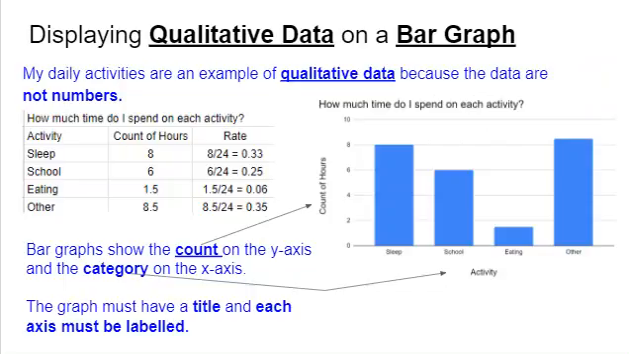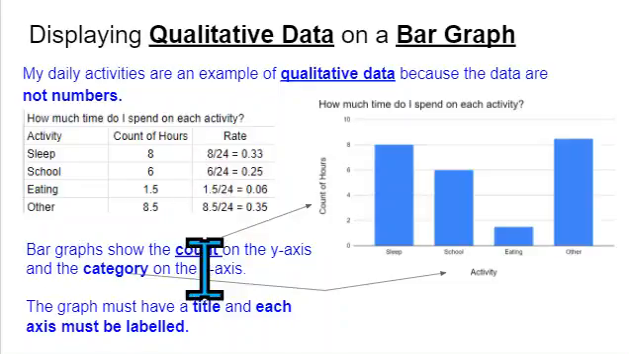In a bar graph, you can display qualitative data. Qualitative data is data that are not numbers. So in this case, we were talking about activities during somebody's day. This student slept 8 hours, went to school for 6 hours, they were eating for 1.5 hours, and they put everything else together as other for 8.5 hours.